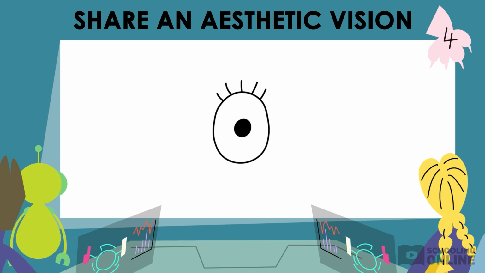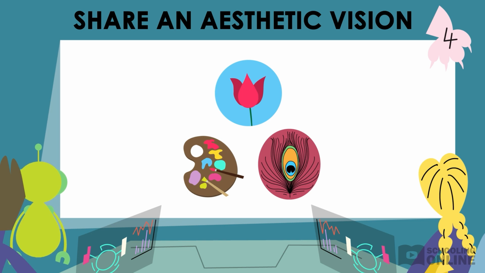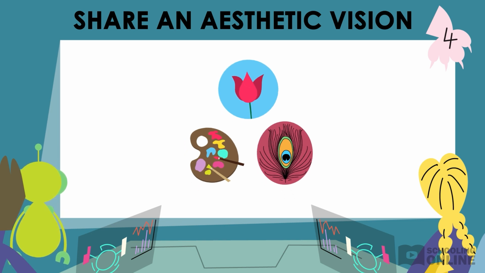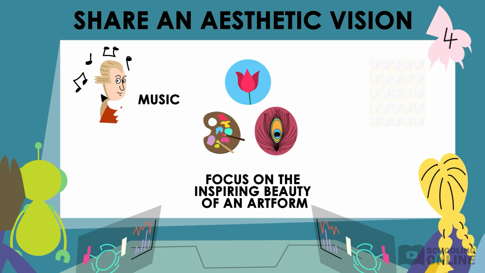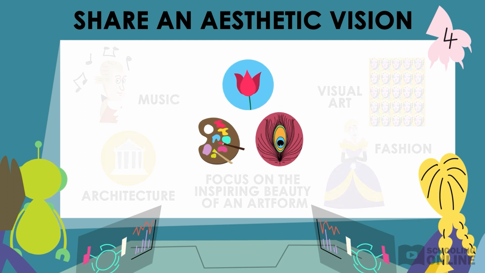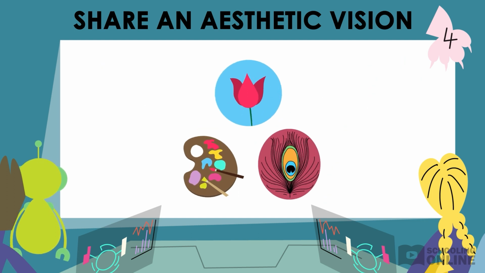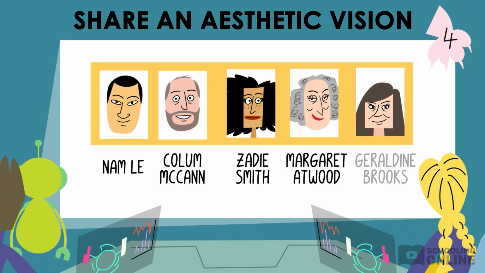Aesthetic is a word that describes something beautiful, artistic, or visually appealing. So, when a writer shares an aesthetic vision, they'll focus on the inspiring beauty of an art form. It could be anything from music to visual art, architecture to fashion. But more often than not, sharing an aesthetic vision involves narrating or describing the art of writing. Well, that's if the work of Nam Lee, Colin McCann, Zadie Smith, Margaret Atwood, and Geraldine Brooks is anything to go by. Those Mod C superstars will help us with this task.